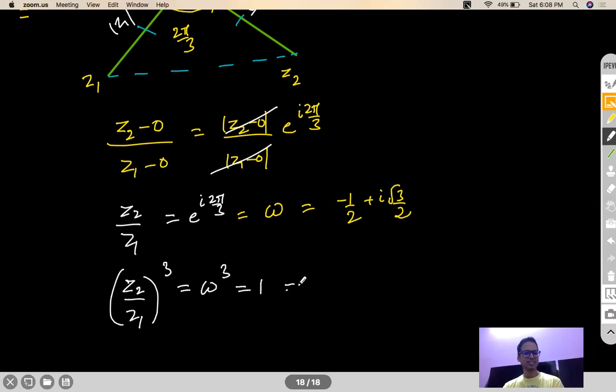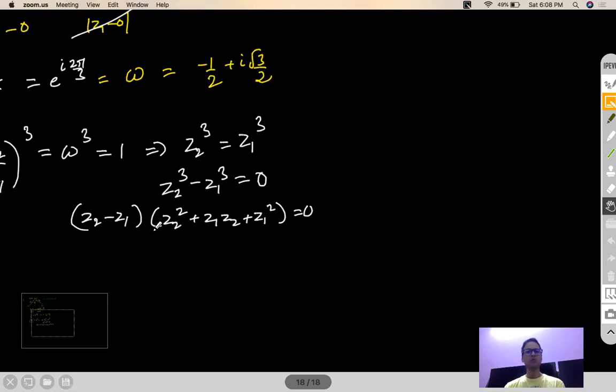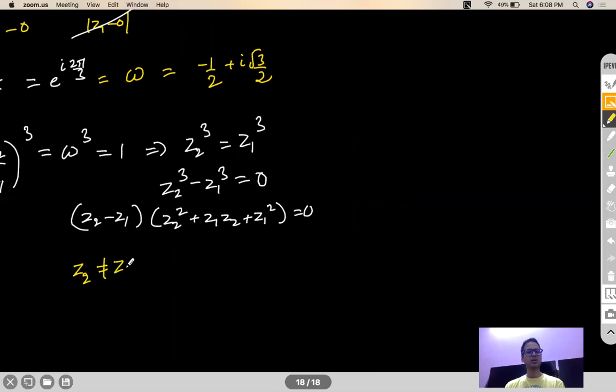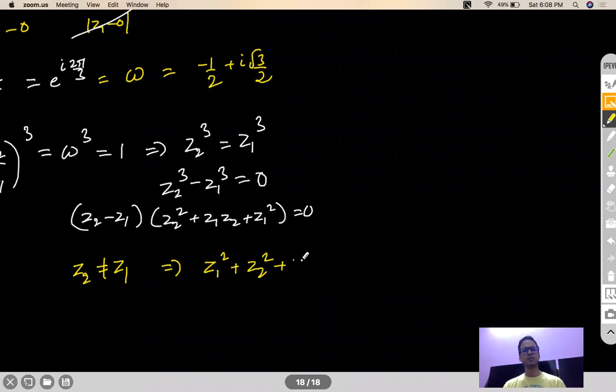Correct? So can I say if I cube it, I'll get omega cube, and omega cube is known to be 1. That means Z2 cube is equal to Z1 cube, which means Z2 cube minus Z1 cube is equal to 0. That means Z2 minus Z1 times Z2 square plus Z1 Z2 plus Z1 square is equal to 0. Correct? Now, Z2 and Z1 are not equal, else the triangle would not get formed. So the only thing possible is Z1 square plus Z2 square plus Z1 Z2 is equal to 0, hence proved.